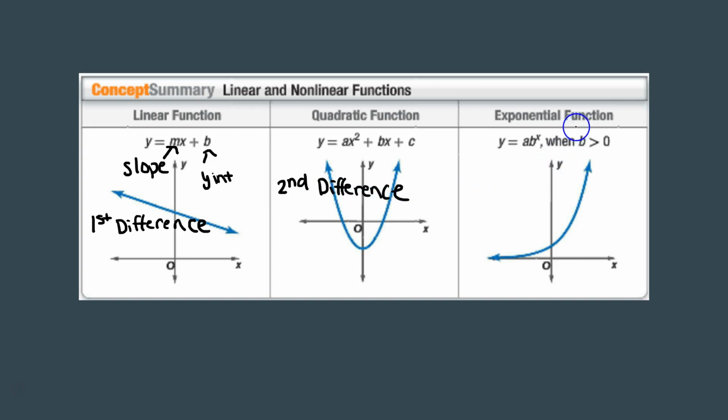Alright, then we have an exponential function, which we talked a little bit about last year. Y is equal to a times b to the x power when b is greater than 0. So this one's increasing, but we can also have an exponential decay as well. Alright, but then this one, it's not going to necessarily be for our differences. This is when we have a common ratio. Alright, so let's take a look at one of these problems.